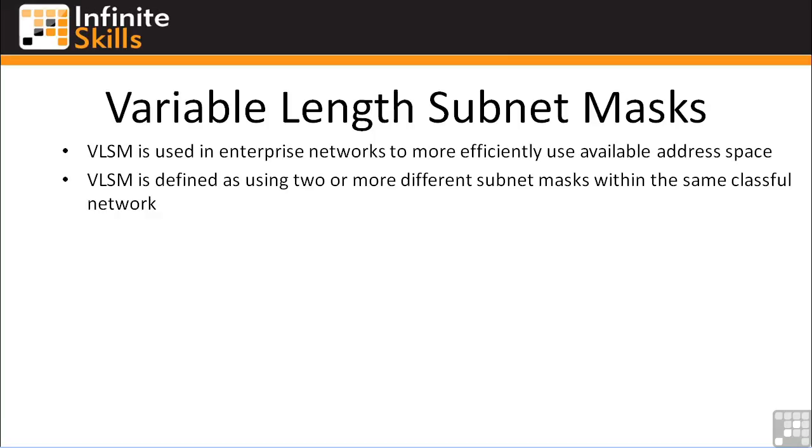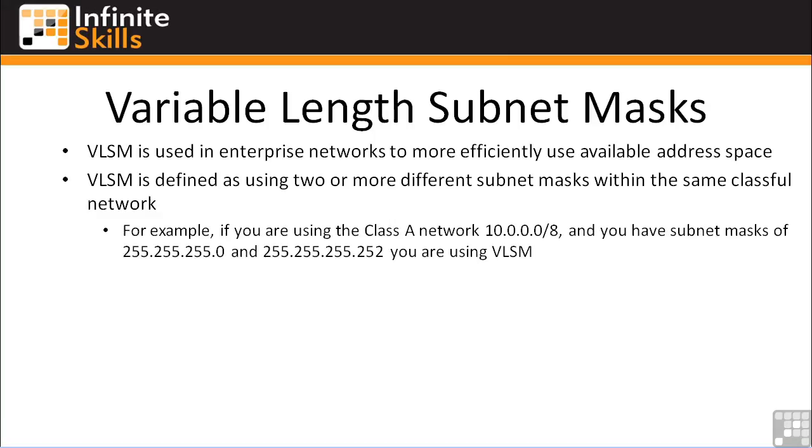Now, if you're ever wondering if you're using VLSM, you can just do a show IP route on any router in your network, and it'll tell you this network is variably subnetted, and you'll see it when we get into the labs in just a little bit. So if, for example, you're using the Class A network 10.0.0.0/8, and you've broken it down into some Class C networks and some /30 networks for your WAN connections, you're using VLSM because you have two different network masks within the same classful network.